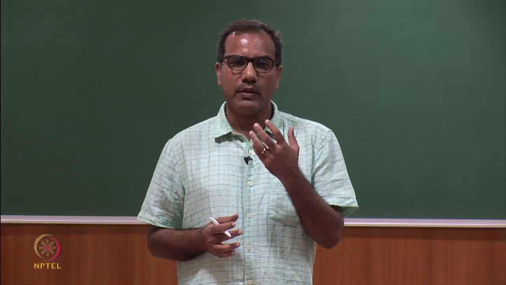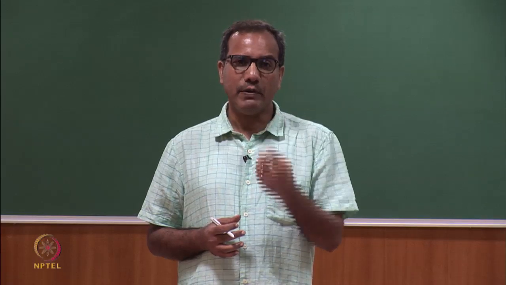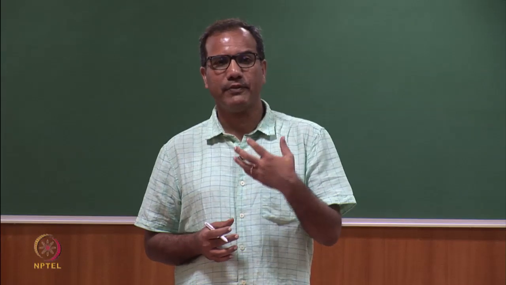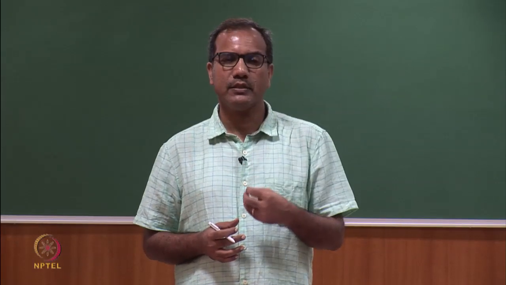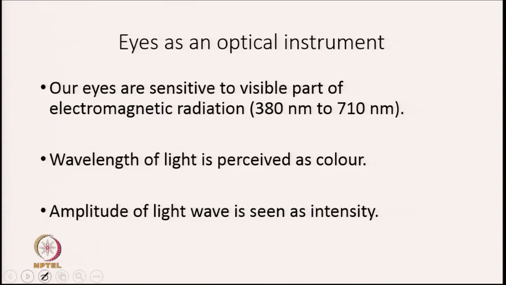So, the color which we perceive is due to the wavelength of the light which reaches our eyes, either due to reflection, due to transmission, due to emission or due to scattering. Our eye acts as an optical instrument. They are sensitive to visible part of the electromagnetic radiation, from wavelength of 380 nanometer to 710 nanometer. The wavelength of light which we receive is perceived as color.